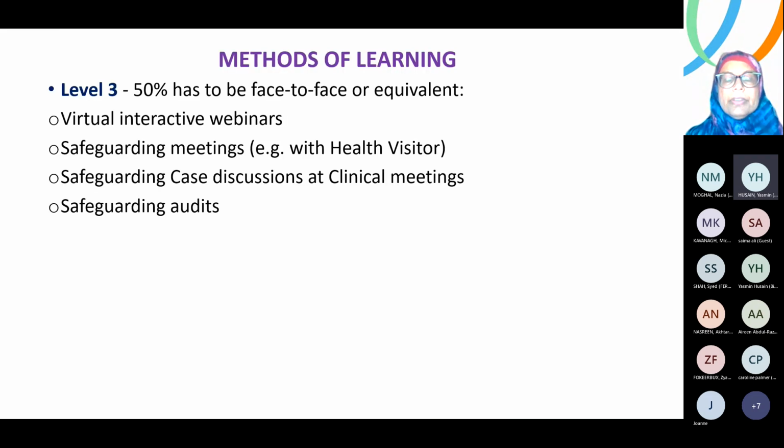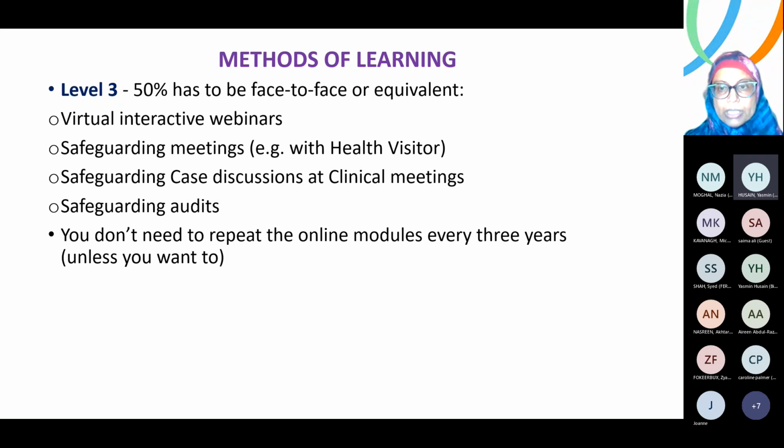So methods of learning for level 3, levels 1 and 2 can do all online, but level 3, 50% of those hours that I've told you that you need to do, the 12 hours for children, 8 hours for adult, has to be face-to-face or equivalent. So the equivalent means these kind of types of virtual interactive webinars, your safeguarding meetings with your health visitors, any safeguarding discussion that you might have at a clinical meeting, and any safeguarding audits you might do. So these are some examples of the kind of learning you can do.